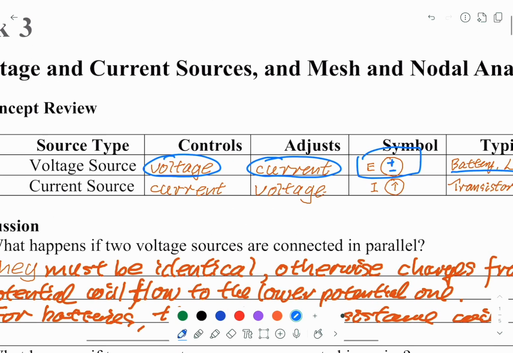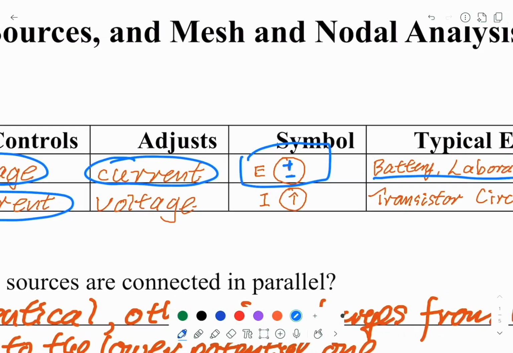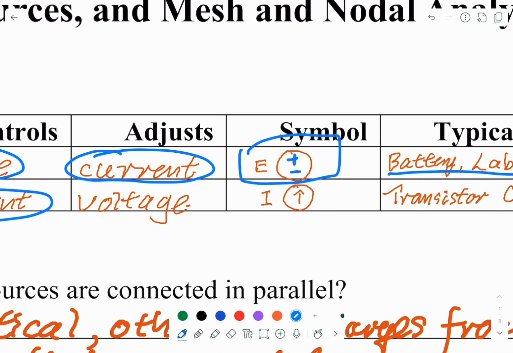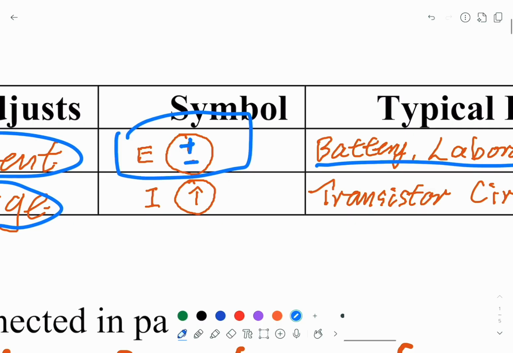For the current source, it is used to control a current. It means it provides a constant current. With Ohm's law, because the current this time is constant, the voltage will be adjusted according to Ohm's law. So voltage is the variable that adjusts. What is the symbol? The symbol is a circle, but this time you put an arrow to represent the current source.